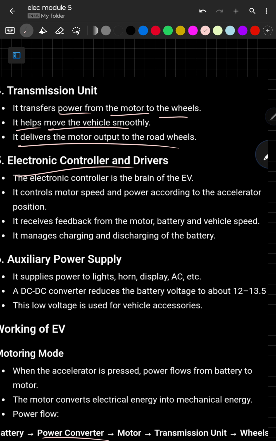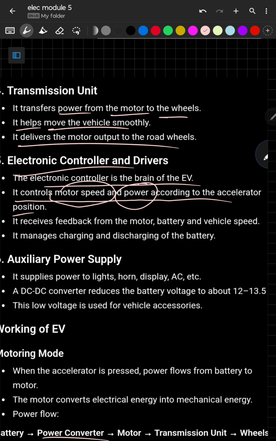Electric controller and driver. The electric controller is the main brain of the EV. It controls motor speed and power according to the accelerator position. Okay, I said battery, I think by mistake. Motor speed and power are controlled by accelerator position. It receives feedback from the motor, battery, and vehicle speed. It manages charging and discharging of the battery. SOC, state of charge, you can also add, no problem.